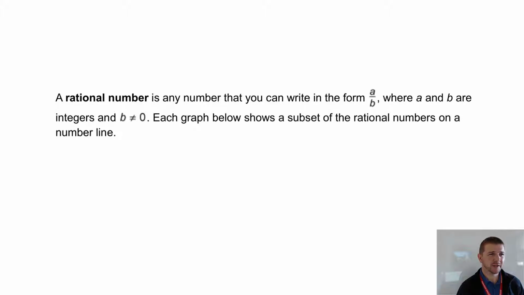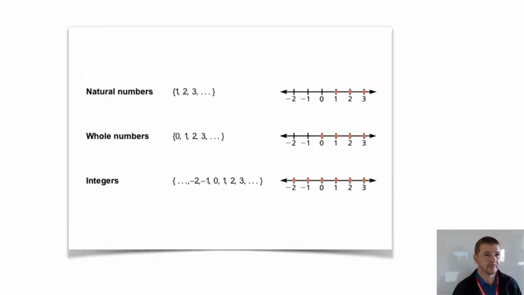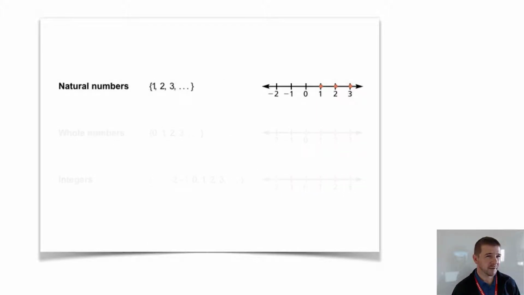A rational number is any number that you can write in the form a over b, where a and b are integers and b does not equal 0. Each graph below, or on the next slide, shows a subset of the rational numbers on a number line. So first we begin with the natural numbers at the top.